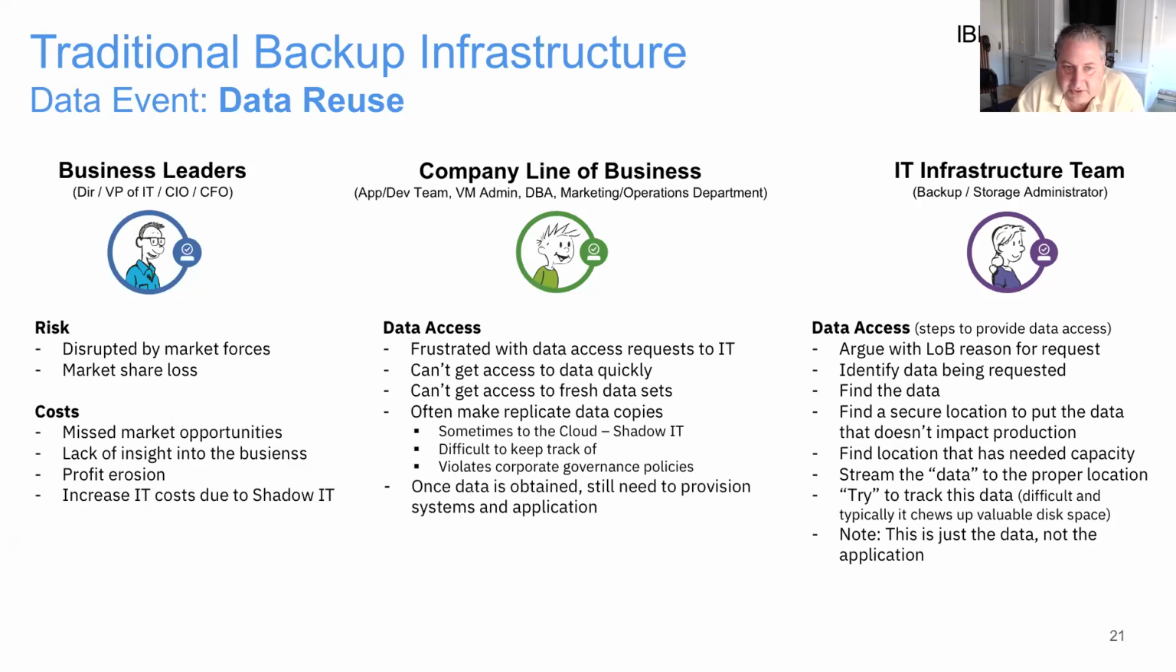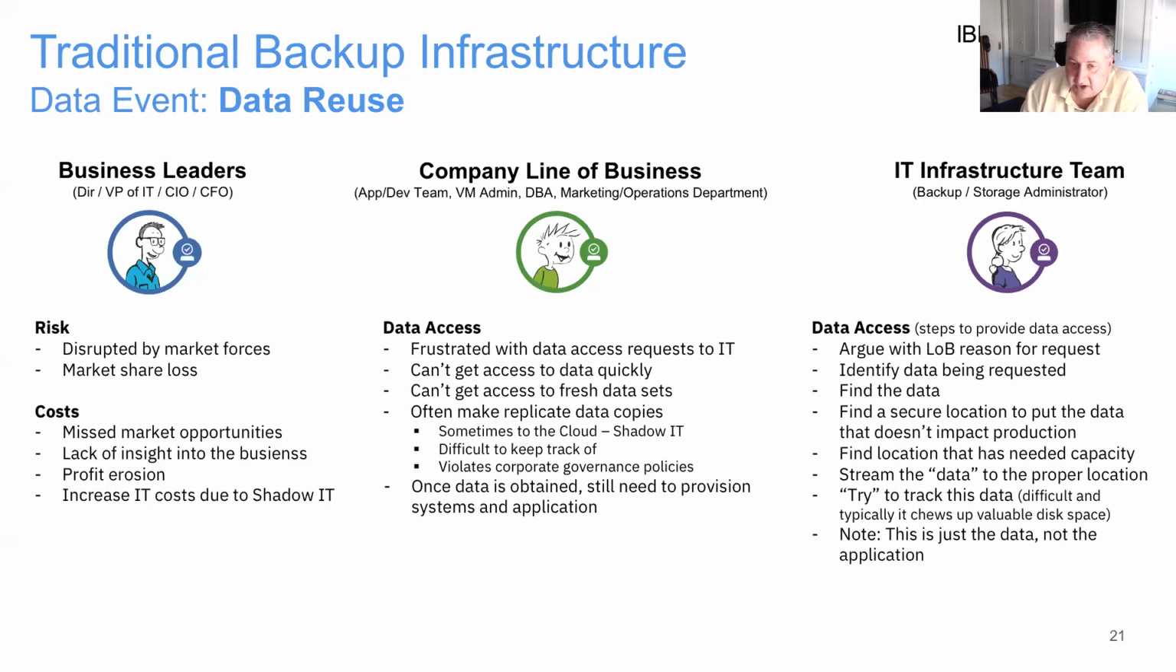What does that force the line of business to do? They create shadow IT projects. They take a copy of the data, bring it up to the cloud, turn on their tools, and start working. Now, the downside is it probably violates corporate governance. You have no access and no understanding of what's out there, and it's a little scary for the business. The business is now at risk.